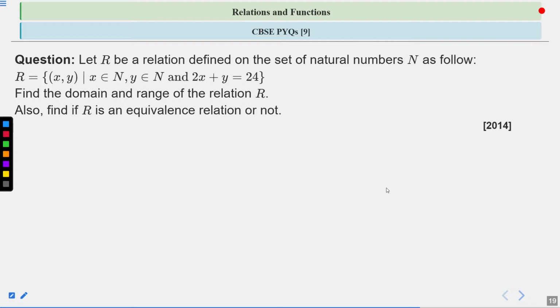Next question says, let R be a relation defined on the set of natural numbers N as follows. The relation R is defined as (x, y) such that x belongs to natural numbers, y belongs to natural numbers, and 2x plus y is equal to 24. Find the domain and range of the relation R. Also find if R is an equivalence relation or not. We have to find the domain and range, and also check whether R is an equivalence relation or not.